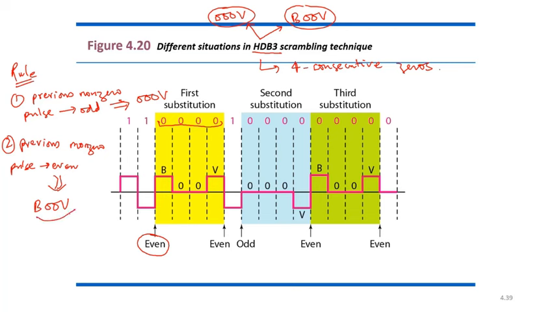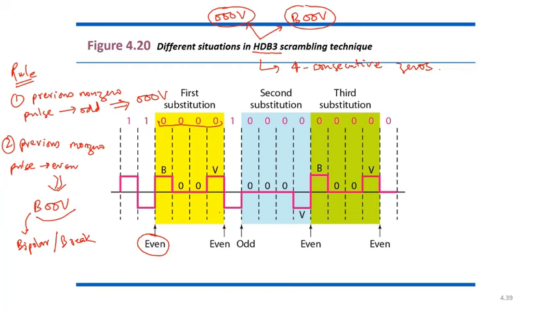So what is the meaning of B? B stands for break, or B stands for bipolar. So sometimes it is called bipolar or break. That means if the previous is negative, then this B will be positive. Then 00, two bits will be 00. Then this V stands for the same as the previous. The previous was positive, so it will be positive again. Then again it comes.